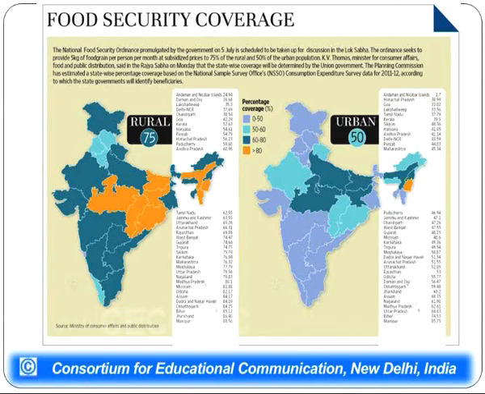If you will see the distribution, 80% coverage in rural area is recorded in some underdeveloped regions of India like Bihar, Chhattisgarh, Jharkhand, Orissa, Madhya Pradesh, then some part of the northeast region. On the other hand, in the urban area, we have 60 to 80% coverage in states like Bihar, Jharkhand, Madhya Pradesh, Uttar Pradesh.